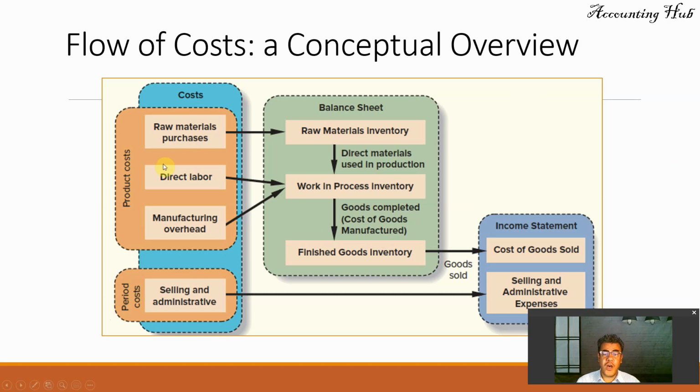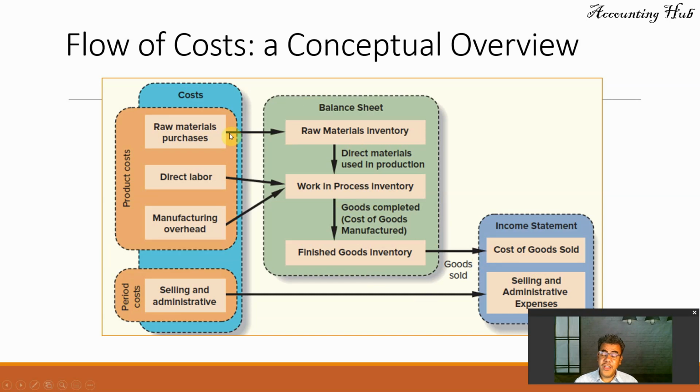So the product costs, we have three basic ones: raw material, direct labor, and manufacturing overhead. And period costs, the selling and administrative expenses. And if we combine it to financial accounting, the period costs, we call it the operating expenses, the selling and administrative expenses. And the product cost, it is our cost of goods sold.